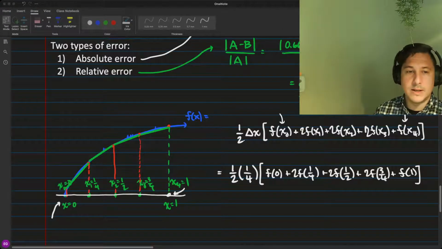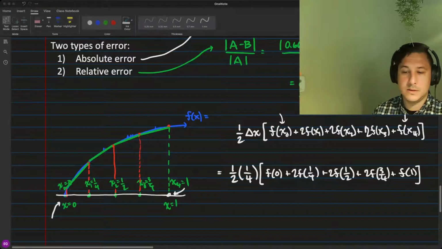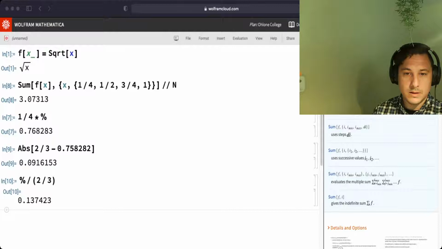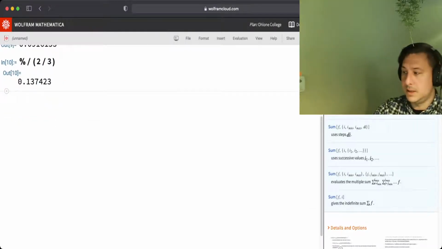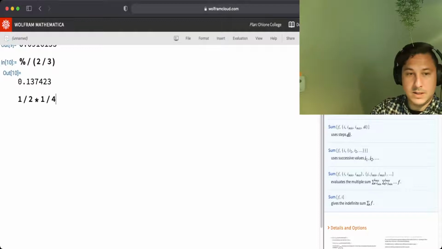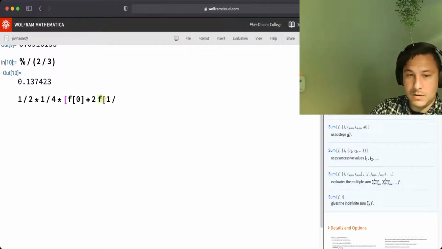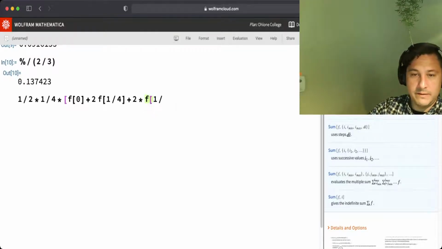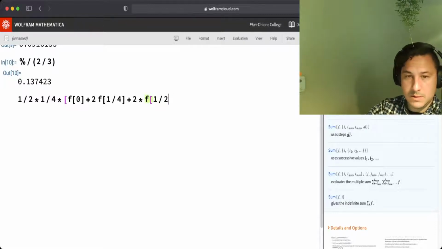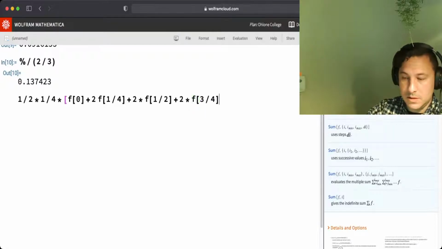And it's really easy to enter that into Wolfram. Let's go back over to Wolfram. So I can just literally type it in. It's 1/2 times 1/4 times f of 0, because I defined what the function was, plus 2 times f of 1/4 plus 2 times f of 1/2 plus 2 times f of 3/4 plus f of 1.